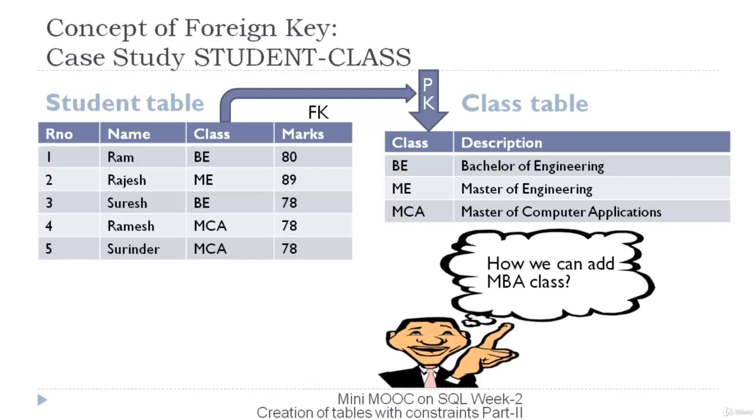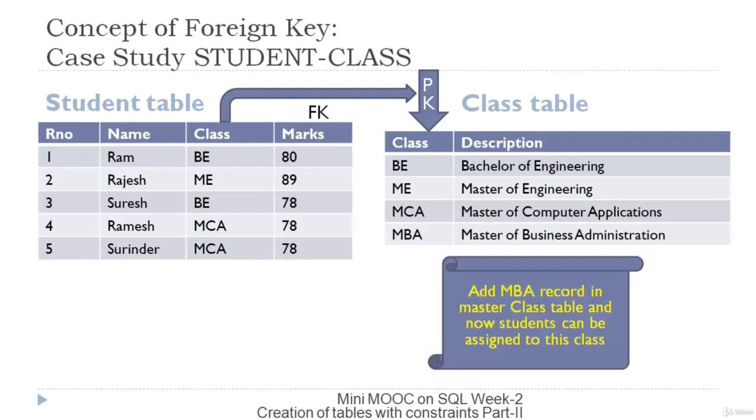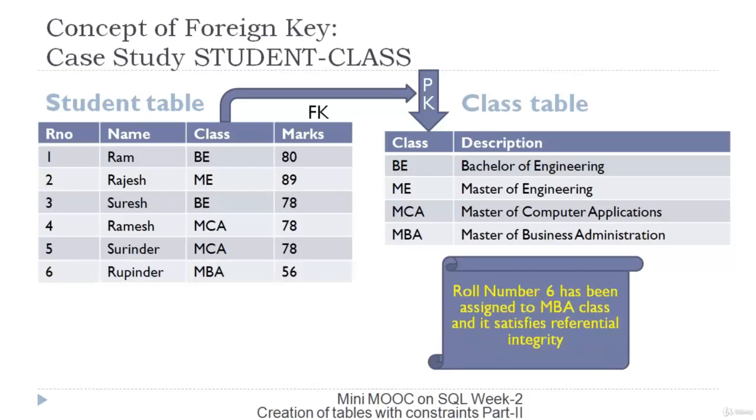How can we add MBA class in this database? Solution is very simple. We have to insert MBA record in class table, and then it is allowed to add MBA in student table. So yes, we can add roll number 6 in MBA class. With this, we have completed the implementation and discussion on foreign key constraint.